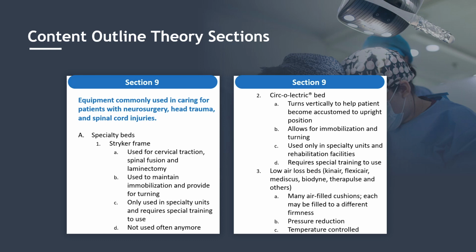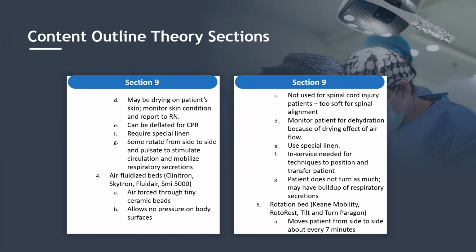Low air loss beds, such as the CNA, Flexicare, Mediscus, Biodyne, Therapulse, and others. Many air-filled cushions, each may be filled to a different firmness. They result in pressure reduction, temperature control. May be drying on the patient's skin, so monitor the skin condition and report to an RN. Can be deflated for CPR. Requires special linen. Some rotate from side to side and pulsate to stimulate circulation and mobilize respiratory secretions.